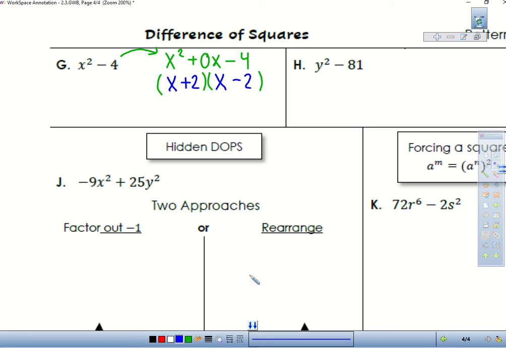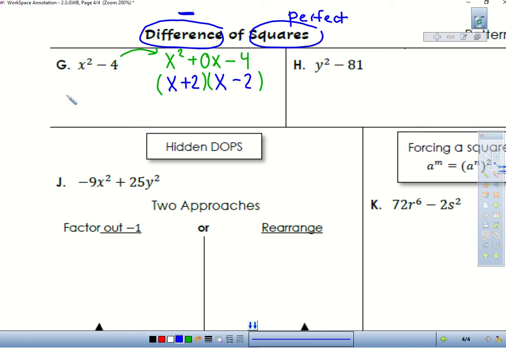Now let me show you an easier way to deal with difference of squares. What does the word difference mean in math? Subtraction. Good. And square is like a perfect square. A perfect square. Can anybody name a number that is a perfect square? 16. That's one of them. Good. 4. Yeah, there's a bunch of them.